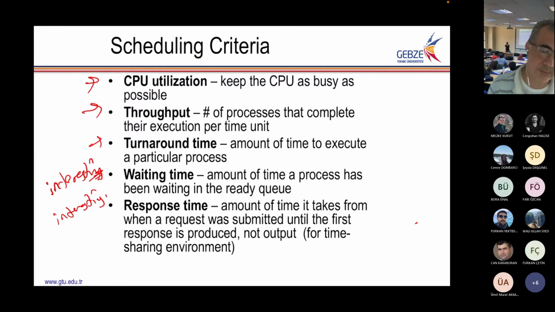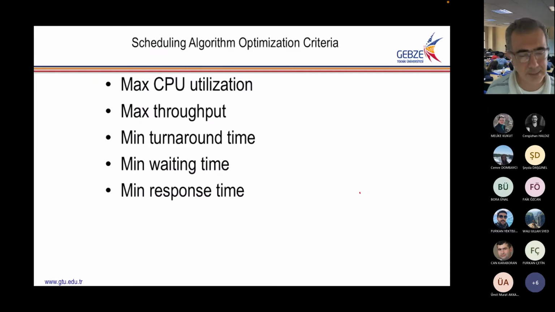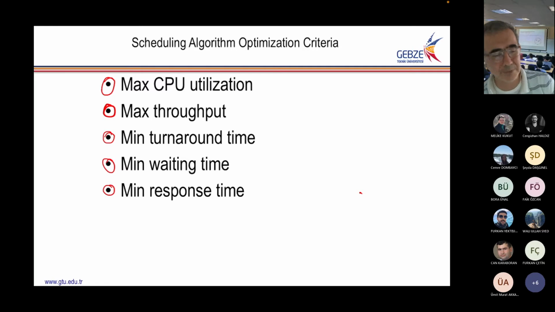So that is done by targeting maximum CPU utilization or maximum throughput or minimum turnaround time or minimum waiting time or minimum response time. So these are all obvious after I explained, I think. Do you have any questions? Please let me know.